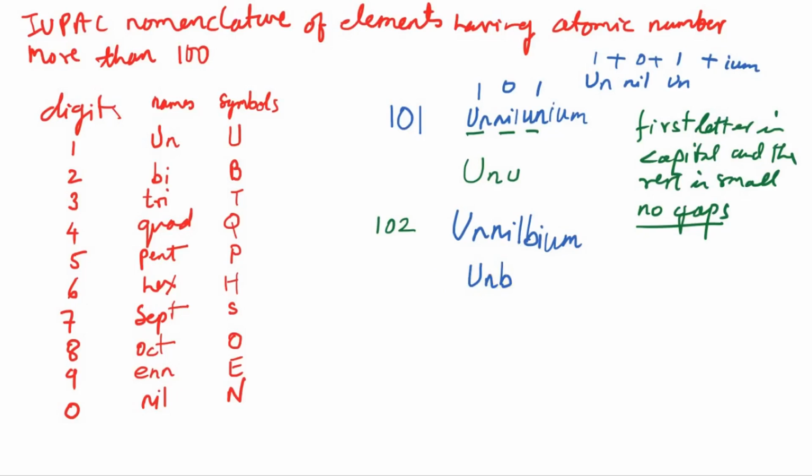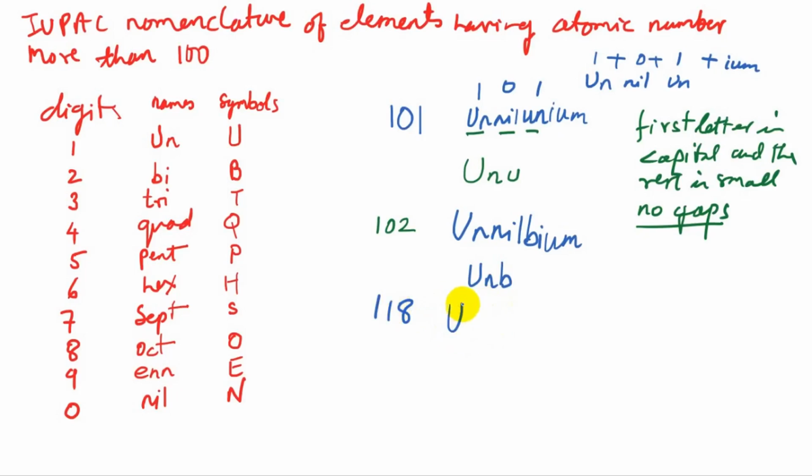Nothing. Okay. Suppose I give you any other number. Suppose I say 118. What is the name of this? Hurry up. So un octium and the symbol will be UUC. No, UUO.